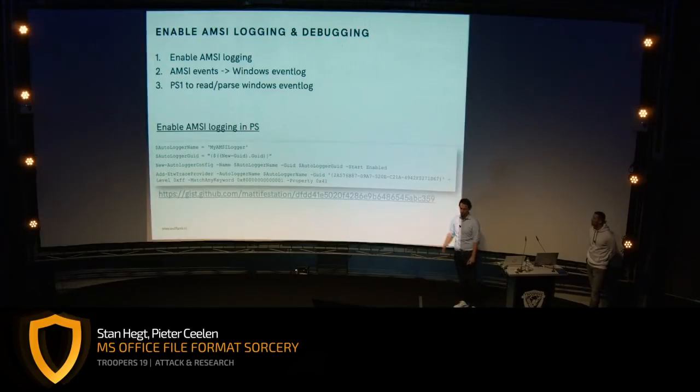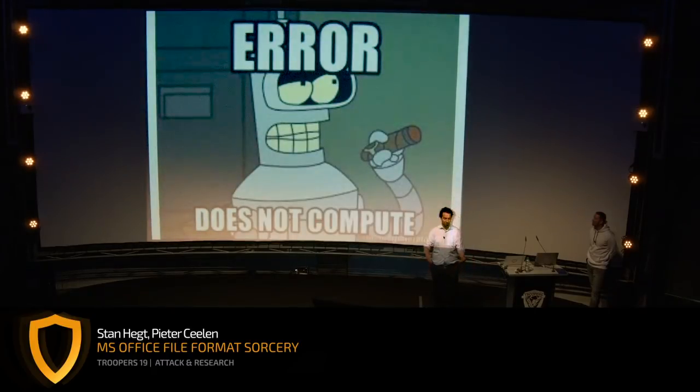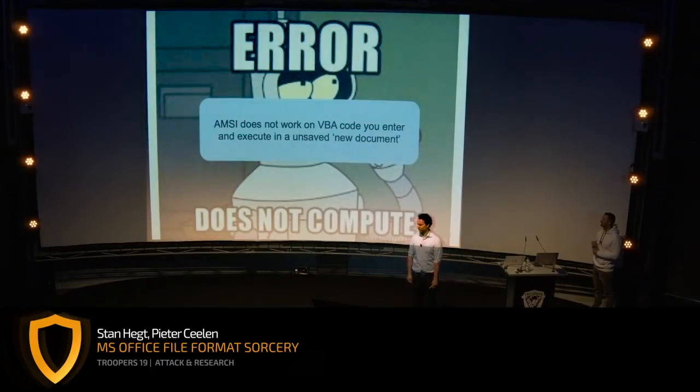I took this couple of lines from Invoke-Mimikatz, and I created a new file, Sub test, Shell calc.exe. Hit F5, nothing happened. I looked into my AMSI operational log. There are all kinds of PowerShell stuff coming by. I looked into my versions. It was the version which was supposed to be. What happened? Well, AMSI doesn't work on VBA code on a new file.